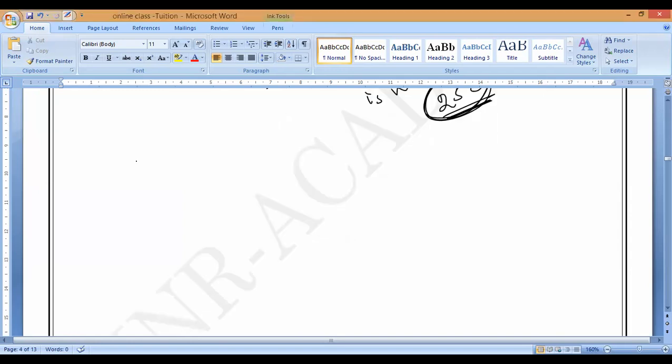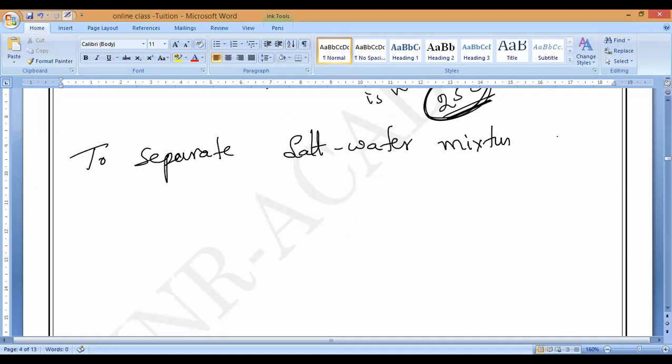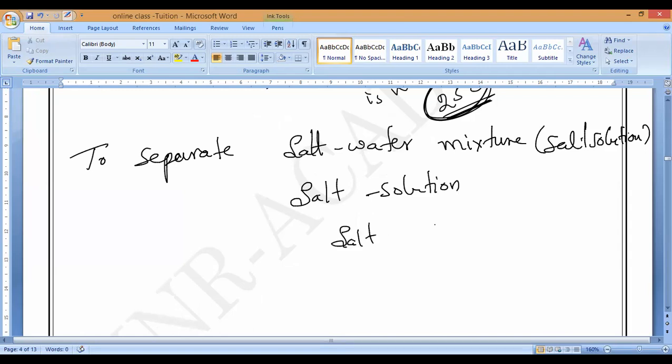How do we have to do it? To separate the salt water mixture, or else we can call it another name, salt solution. Now you tell me, in salt solution, which is volatile and which is non-volatile? Sir, water is volatile, and salt is a non-volatile substance. Next, water is a what?